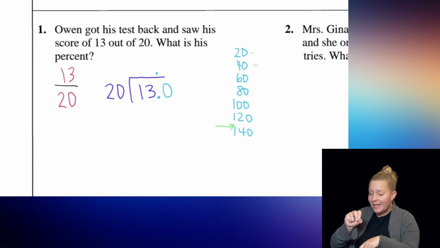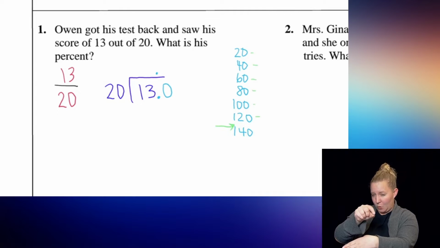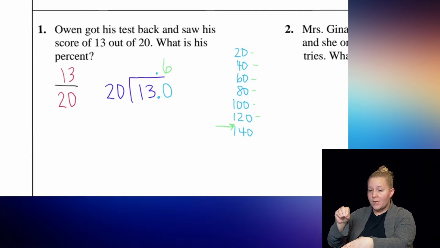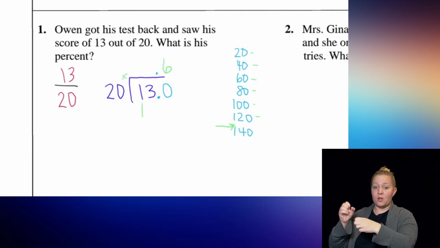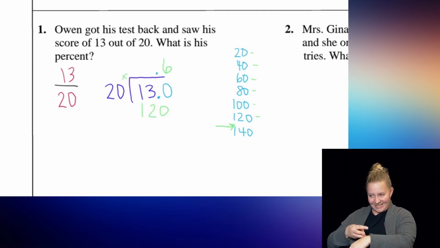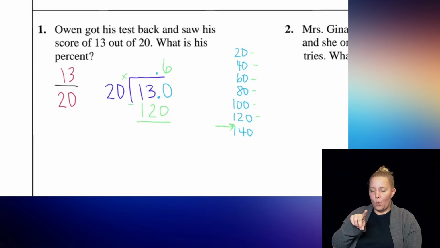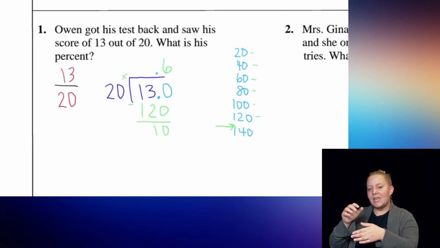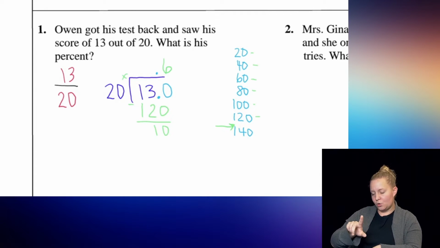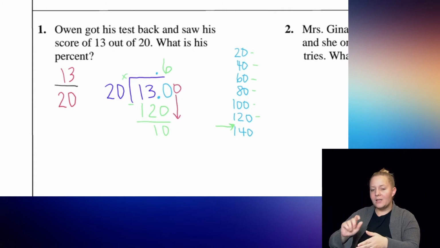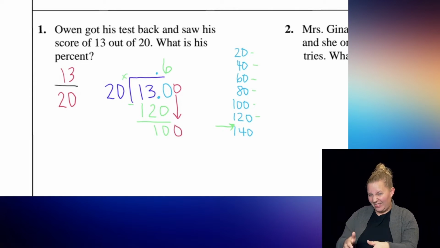So I know it goes 1, 2, 3, 4, 5, 6 times. So 6 times 20 gives us 120. My apologies. And then you subtract it out. So I end up with 10 left over. When that is the case, you need another 0. Bring it back down because we continue working out our long division.